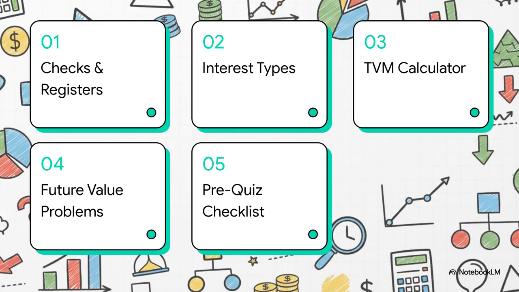First up, we're going to nail the basics with checks and registers. Then, we'll jump into the really important stuff, the difference between simple and compound interest. After that, we'll master the calculator, your best friend for this quiz. We'll use it to solve some real problems, and then we'll wrap it all up with a final pre-quiz checklist so you know you're good to go.